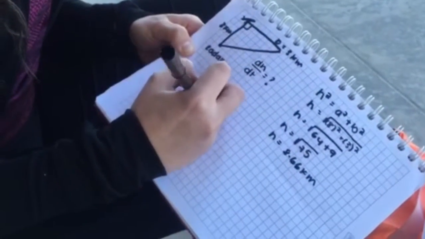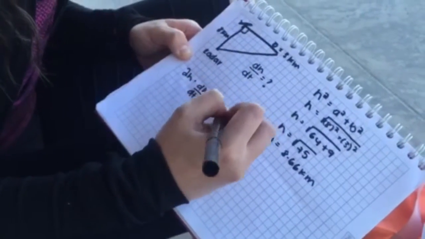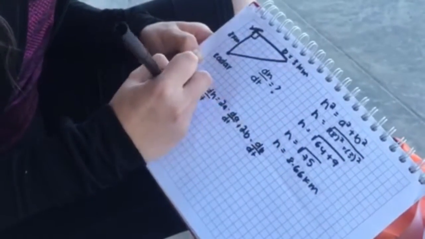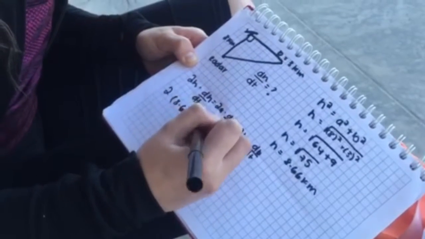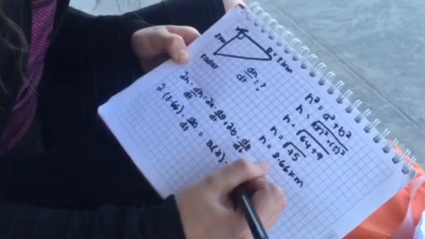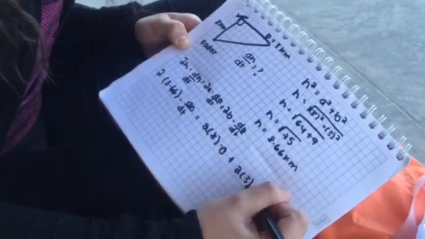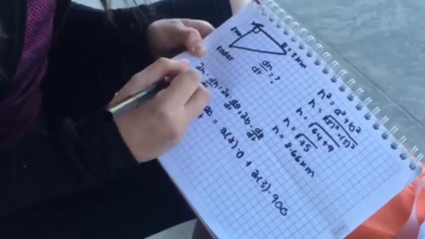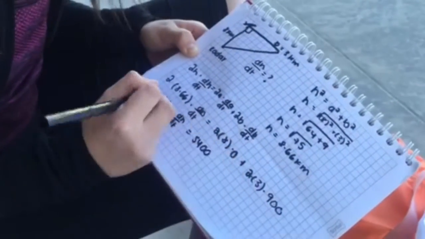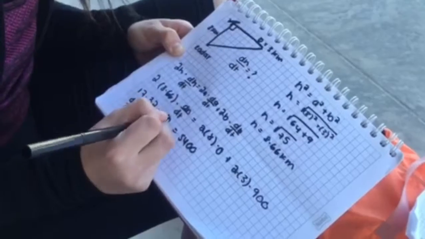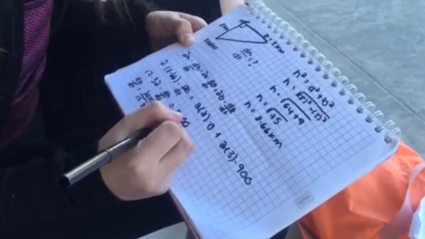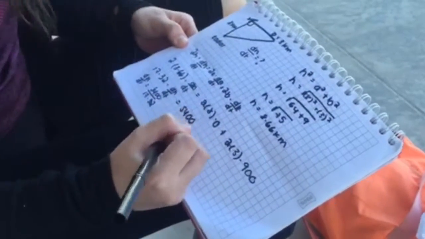Then we derived the formula and multiplied each of the terms by its change. And we substituted the values. Then we isolated the dh over dt, and the final answer that we got was 311.77 kilometers per hour.